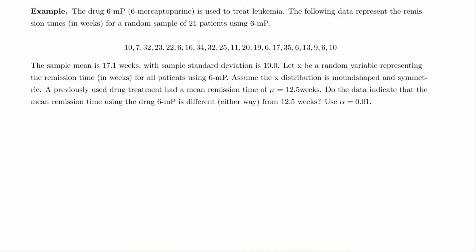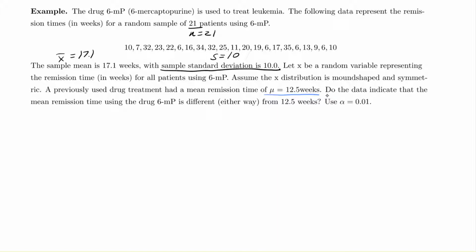Drug 6-MP is used to treat leukemia. The following data represents remission times in weeks for a random sample of 21 patients, n equals 21, using this drug. So from this data, we get sample mean x bar of 17.1, sample standard deviation of 10. So that's lowercase s. Let x be a random variable representing remission time for a patient using 6-MP. Assume the x distribution is mound shaped and symmetric, so it's normal. A previously used drug treatment had a mean remission, population mean, of 12.5 weeks.